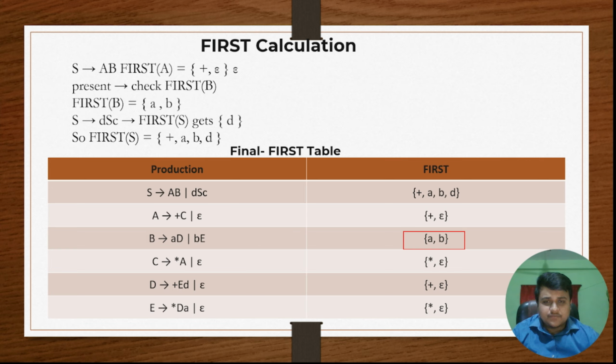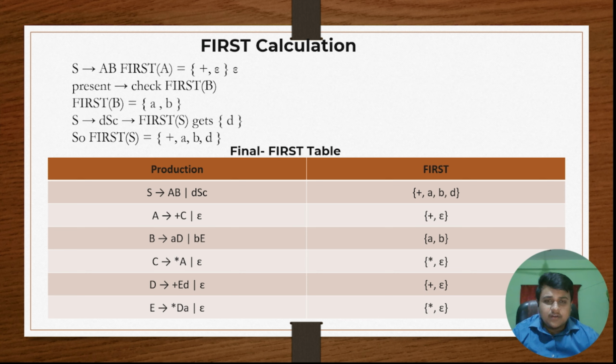So we calculate First of C. The productions are C derives star A and C derives epsilon. The first production begins with terminal star. The second production produces epsilon. Therefore, First of C is star and epsilon. Now we move to non-terminal D. D derives plus E D or D derives epsilon. The first production begins with terminal plus. The second production produces epsilon. So First of D is plus and epsilon.